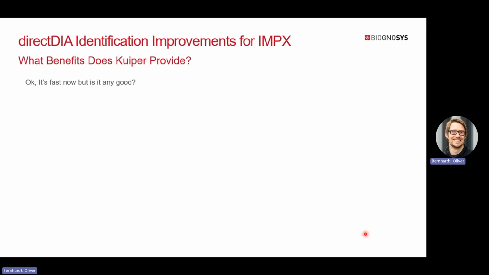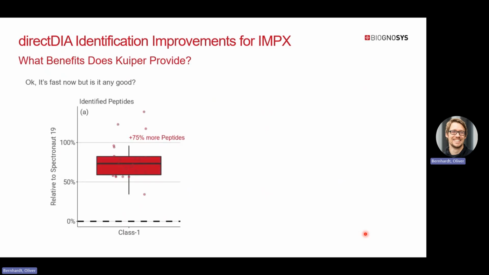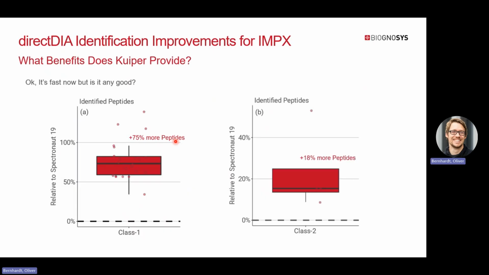We also gain massively in terms of peptide IDs compared to Spectronaut 19. For class 1 immunopeptidomics, we can see up to, on median, 75% more peptides identified with directDIA in Spectronaut 20 using Kyper. And for class 2 immunopeptidomics, it's still impressive, plus 18% more peptides using a directDIA search in Spectronaut.